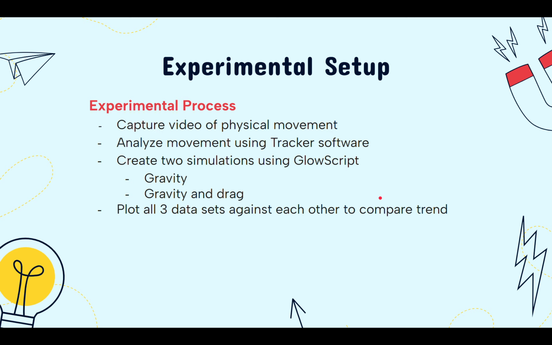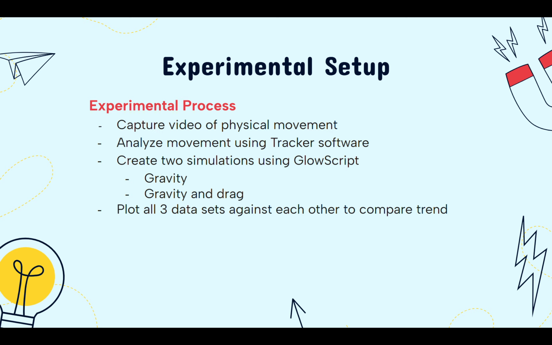For the experimental process, the experiment began with taking a video capturing the physical motion of the ball dropped from a height of roughly 3 feet. After this, the video was uploaded onto the Tracker software, where the motion was tracked and its relevant information, position at variable times, was documented.